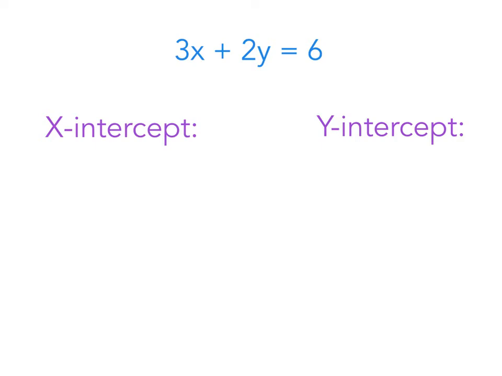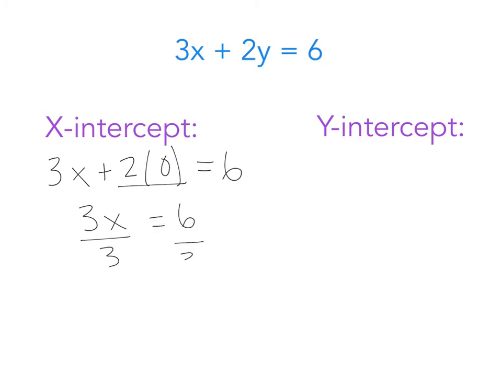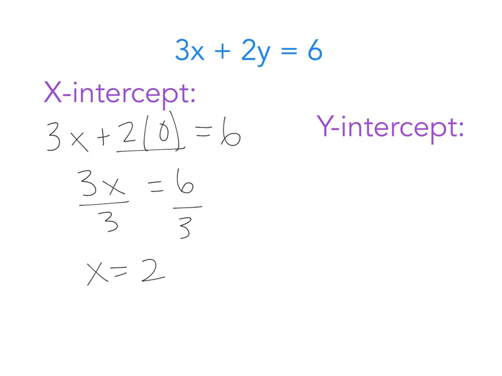So to find the x-intercept, remember, I plug in 0 for y and solve. So here, into 3x plus 2y equals 6, I'm going to say 3x plus 2 times 0 equals 6, and now solve for my x variable. So 2 times 0 is 0, so I get 3x equals 6, divide by 3, so x equals 2. So this x-intercept here would be (2, 0), in ordered pair form.